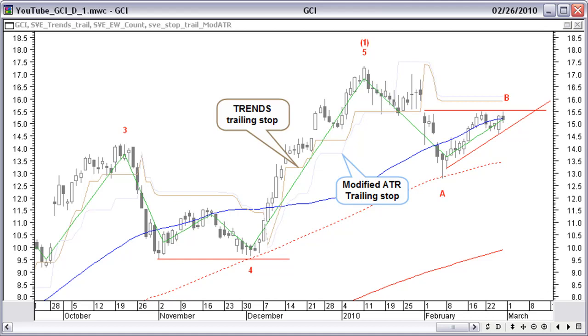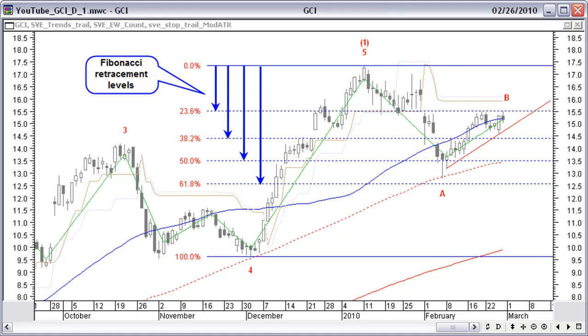From a risk management point of view, we will use an initial stop and we will keep an eye on two trailing stops: my modified ATR trailing stop and my trends trailing stop. Depending on the ATR multiplication factor, we can use the ATR trailing stop as a medium-term trailing stop, while trends will be used mainly as a trailing stop for short-term swing trades. The formulas for these trailing stops are available at stoccata.org/metastock/formulas.html.